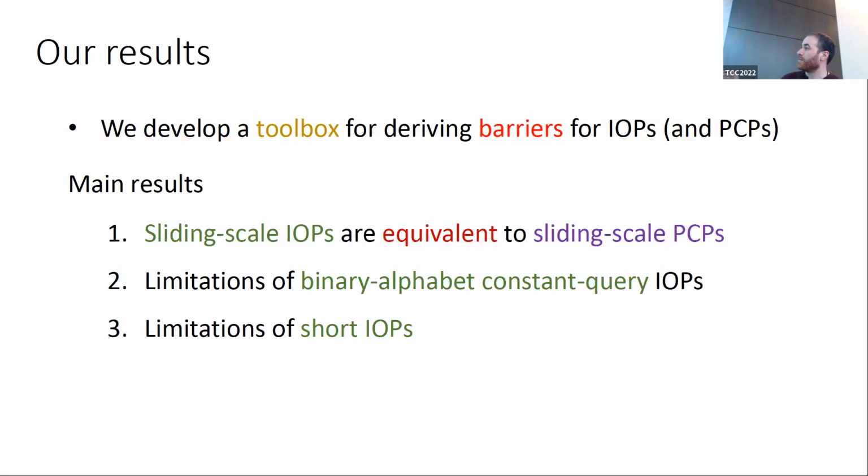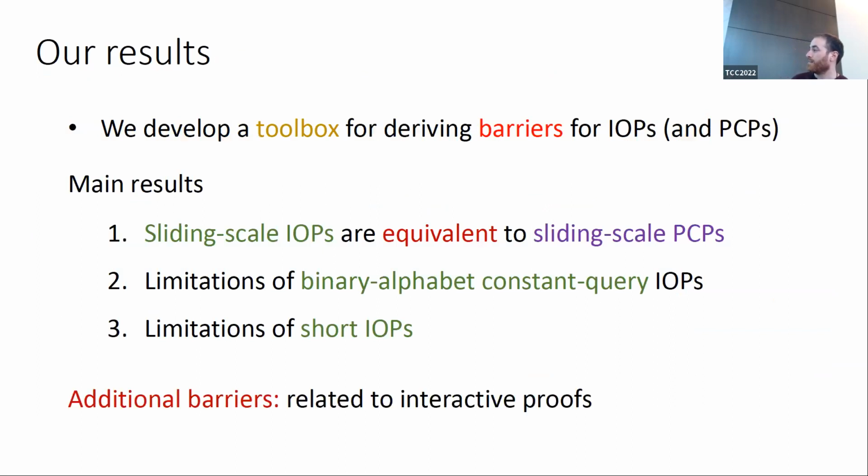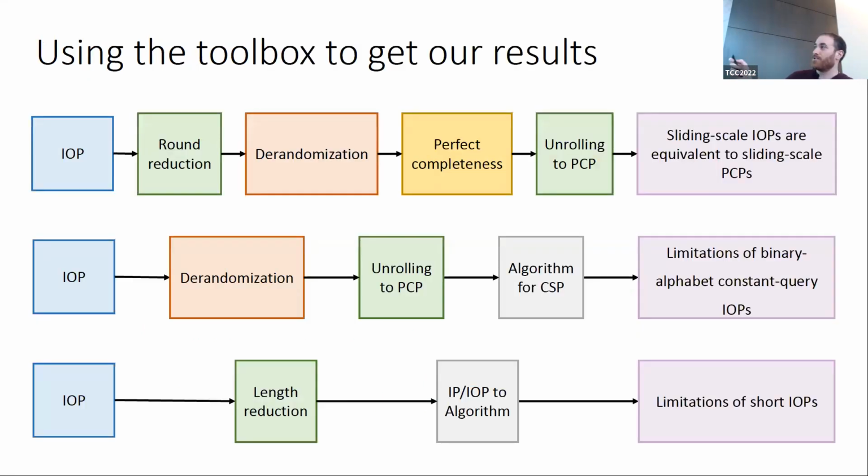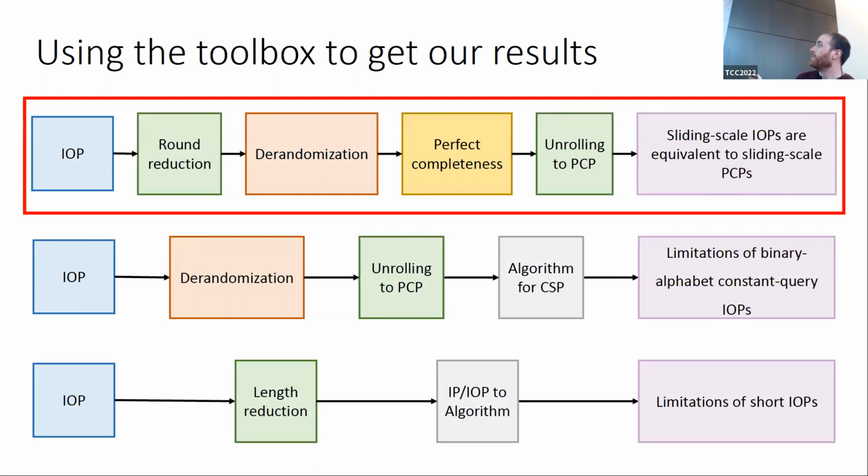So other than these 3 results, we also have additional barriers that are related to interactive proofs, which I won't present in this talk. You can look at the paper if you're interested in that. So I mentioned that all of these results are developed using a toolbox that we built. What is this toolbox? Well, it's comprised of 3 main parts: round and length reduction, transformations for improving completeness, and transformations for de-randomizing IOPs. And the way we use them is basically, we pick and choose each one of these tools in a different order for achieving each of these results. And we'll look at the first one, showing that sliding scale IOPs are essentially equivalent to sliding scale PCPs.